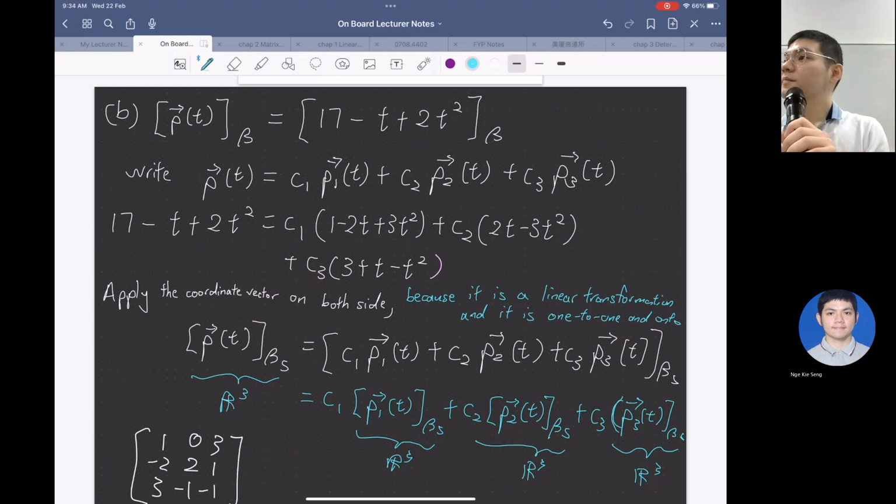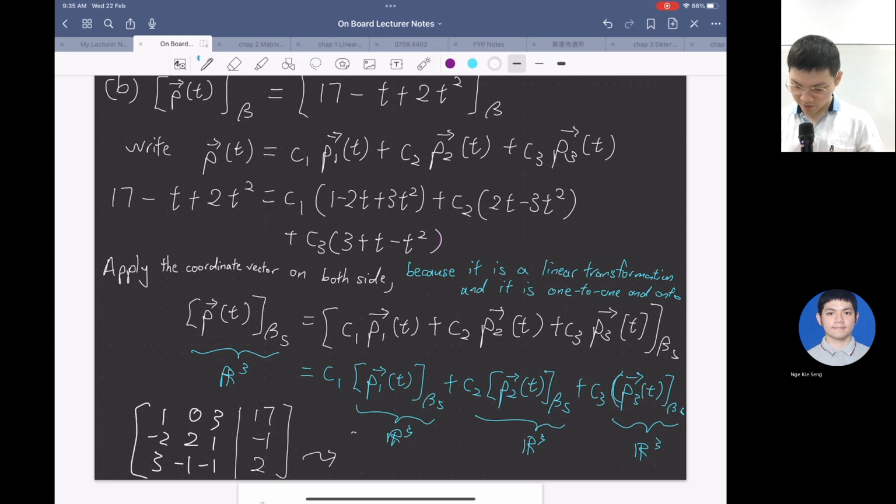So what you do is you turn the question in a general vector space into a question in Rn using the coordinate vector. Then you can just do the row reduction again. So here you put the vector 17 minus 1, 2, and then the solution you get is what you want: C1, C2, C3.